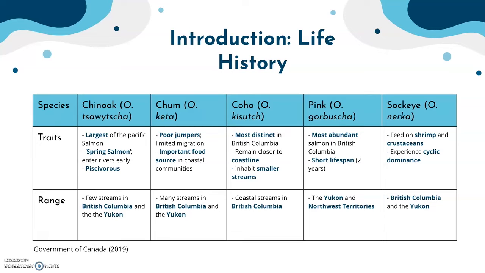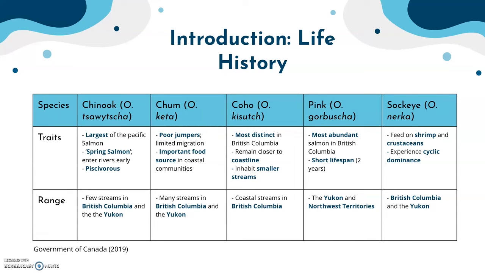Coho salmon have the most distinct populations in British Columbia. While pink salmon are the most abundant, as you'll see on the right there, the populations of coho are the most distinct, so they're easiest to see when it comes to population size. They also remain closer to the coastline and don't go out as far into the ocean as other salmon, and they inhabit generally smaller streams and ponds. They can be found in bigger lakes and streams, but it's uncommon. Their range is coastal streams within British Columbia.